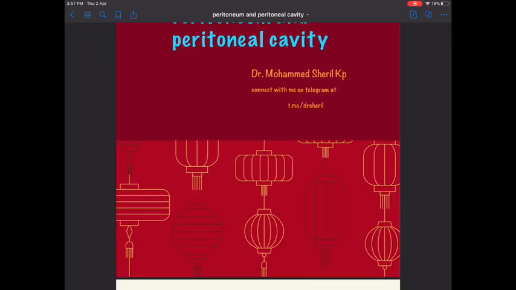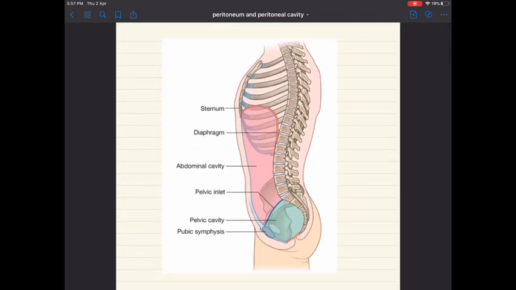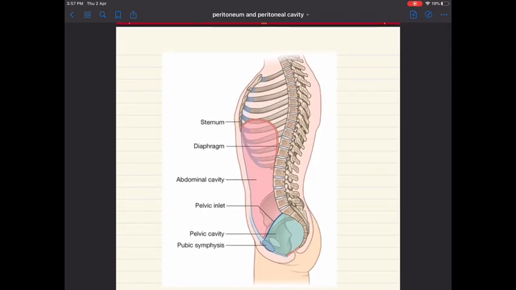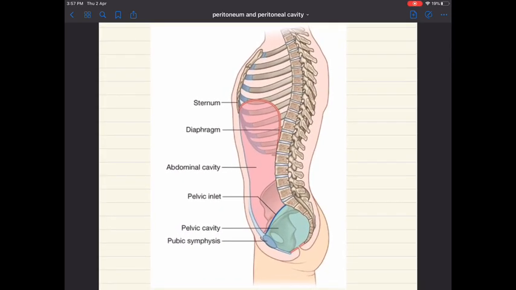So let's get started. What is peritoneum? That's the first thing you need to know. What is peritoneum and why you want to study it? What's the importance of peritoneum? You know, the largest body cavity in human body is the abdominal cavity.